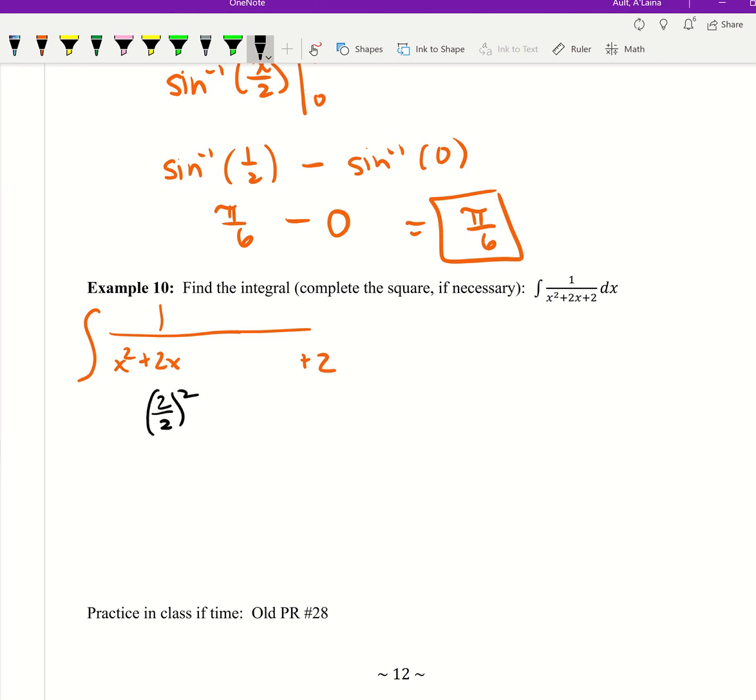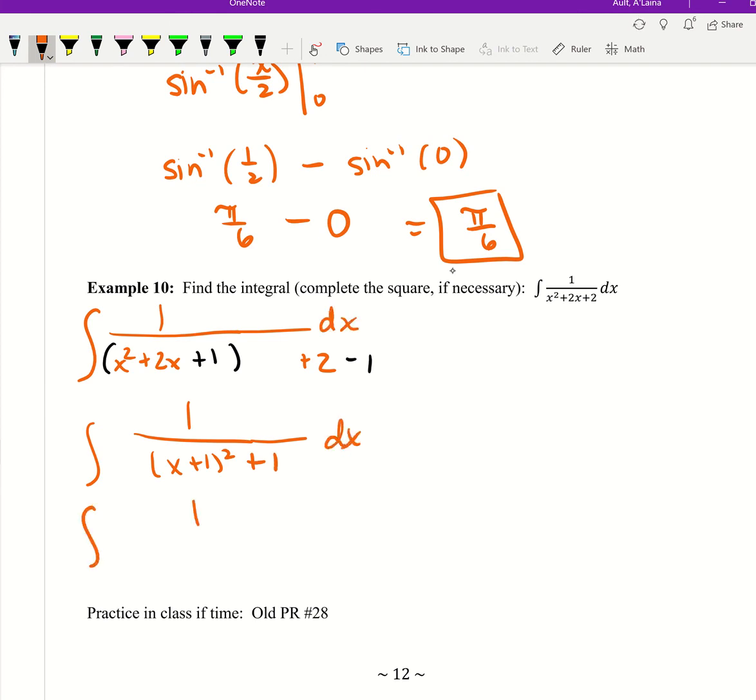So 2 divided by 2 is 1. 1 squared is 1. That's what I'm going to both add and subtract from that denominator to keep this equation balanced. Now, what I have now is a trinomial that can be perfectly factored. It's a perfect square. This would be x plus 1 times x plus 1, or x plus 1 quantity squared. 2 minus 1 is 1. Now, this is a match for the inverse tangent.